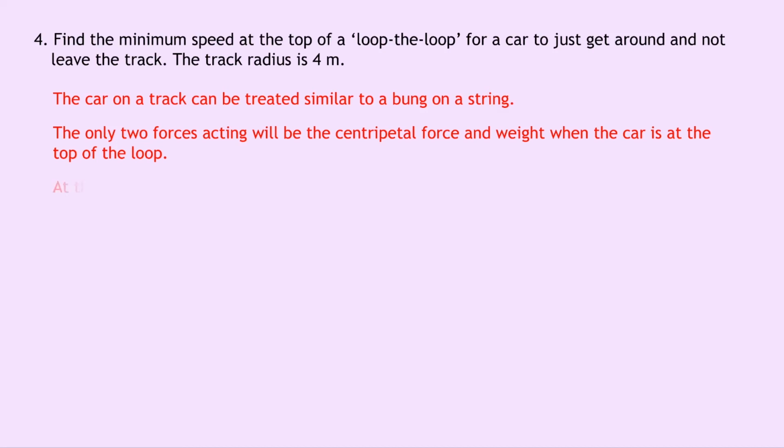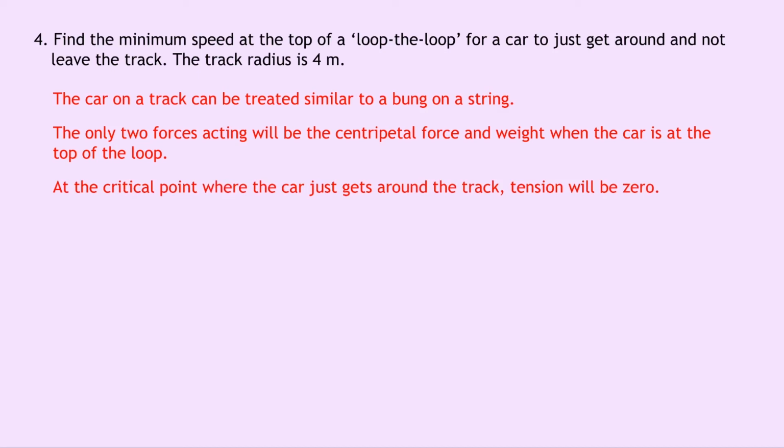We also need to know that at the critical point where the car just gets around the track, tension will be 0, and we can come up with an expression for the tension of the car at the top of the loop, and this would look something like this. So we've got T equals mv squared over r minus mg, where T is our tension, mv squared over r is our centripetal force, and mg is our weight. And the reason it looks like this is because it's basically just an unbalanced force. So we're saying that the tension, which is an unbalanced force, is equal to the centripetal force minus the weight of the car.